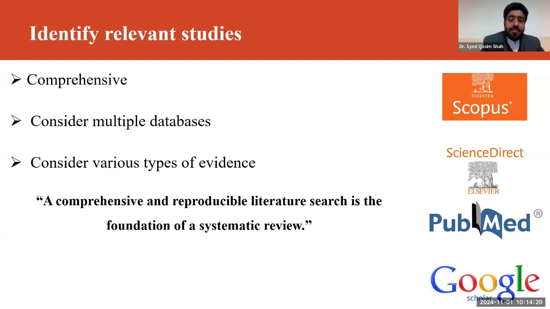A comprehensive and reproducible literature search is the foundation of a systematic review. So this is very important: all the relevant studies you use must be very comprehensive, from multiple databases and across different types of studies, such as books, journals, chapters and so on.